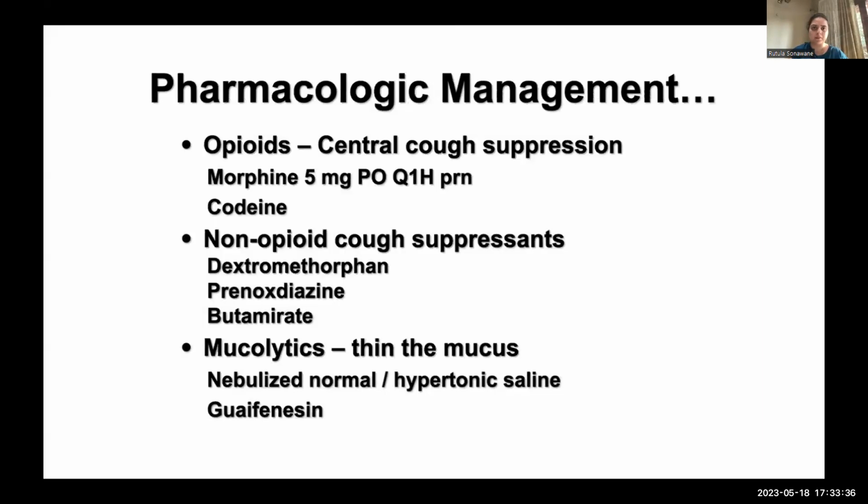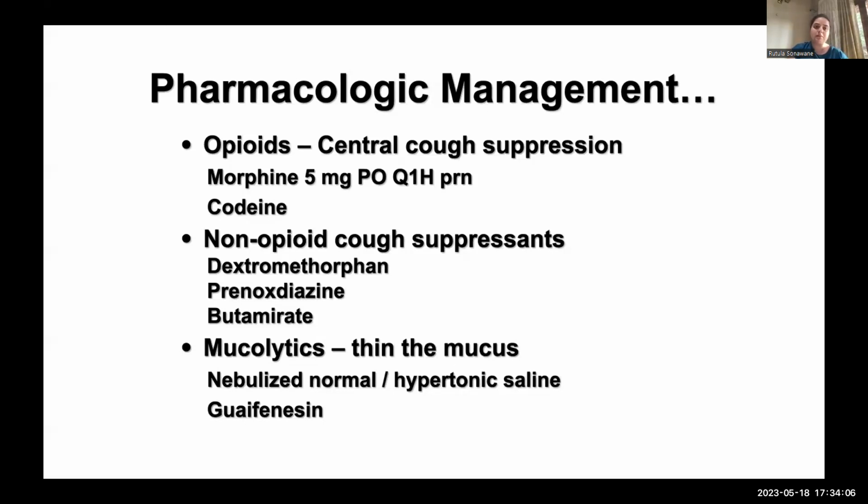Coming to the pharmacological management, opioids, which basically are central cough suppressants, so morphine and codeine. Generally, even if it's opioid naive, I would start off with 2.5 mg Q8 hourly and then titrate it according to the need of the patient. But if it's not opioid naive, then calculate it according to how much the patient would need.